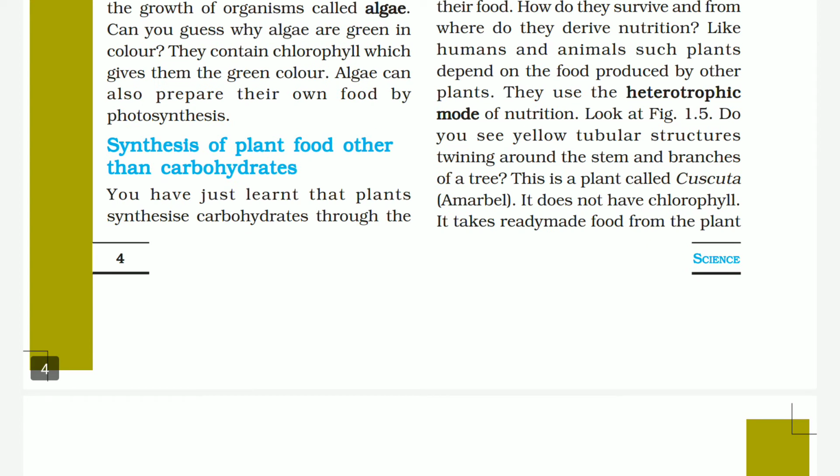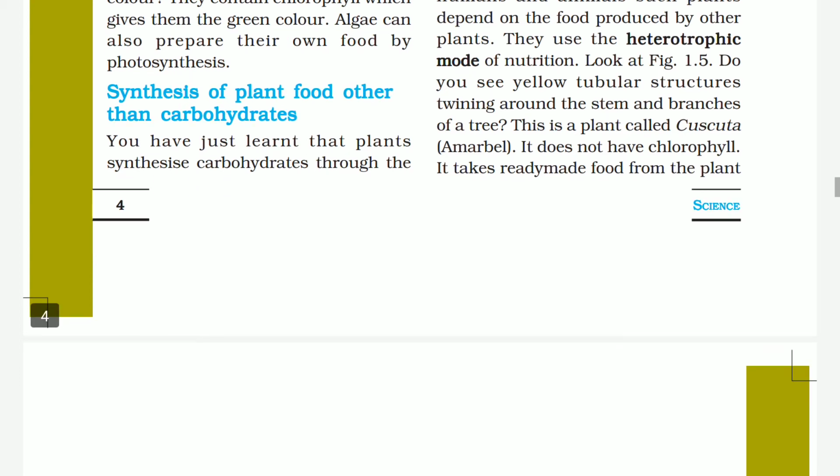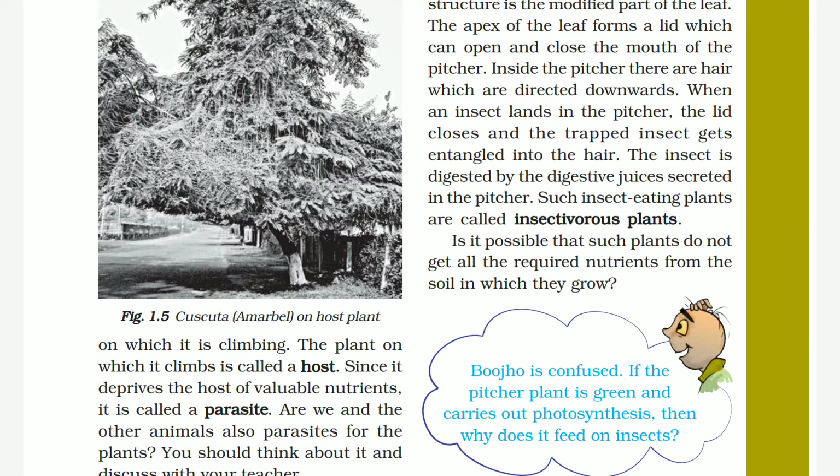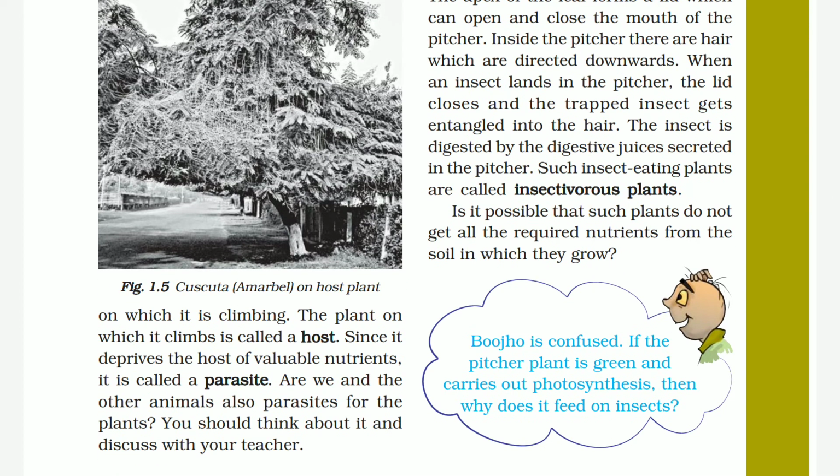You have seen that some of the branches of the trees are covered with yellow tubular structures. This is called amarbel, or Cuscuta. In figure 1.5 it is also shown. I'll show you in a while. It does not have chlorophyll, so what it does is it takes ready-made food from the plant. Now this is the tree in figure 1.5 I am talking about, on which it climbs, and the plant on which it climbs is known as the host plant. Since it deprives the host of valuable nutrients, it is also called a parasite.